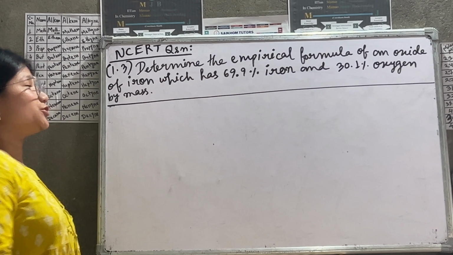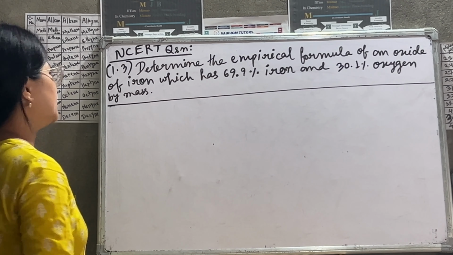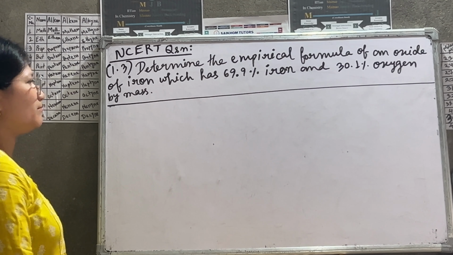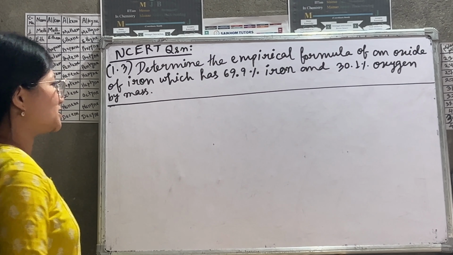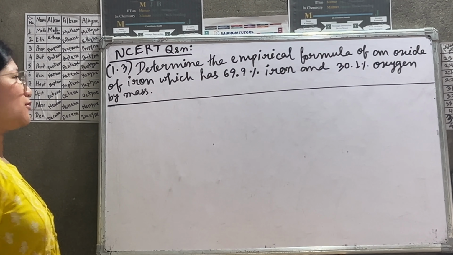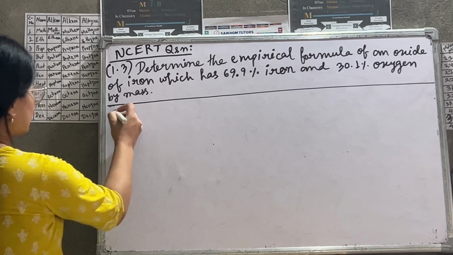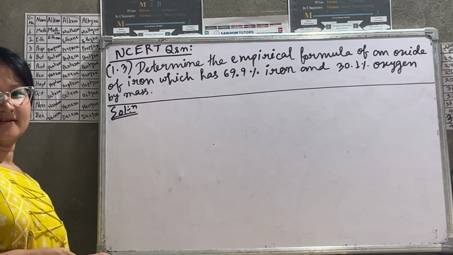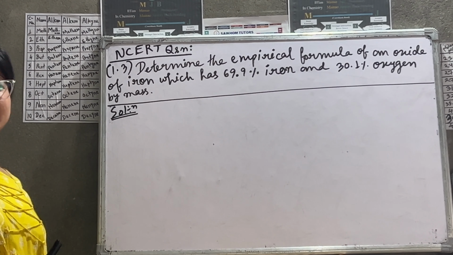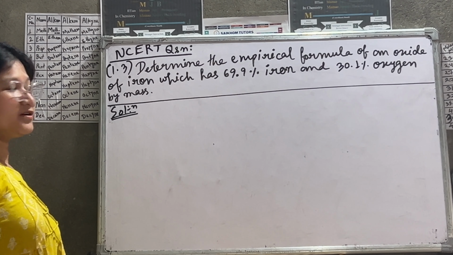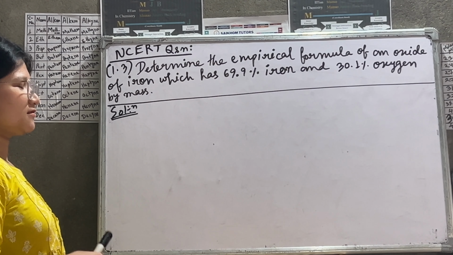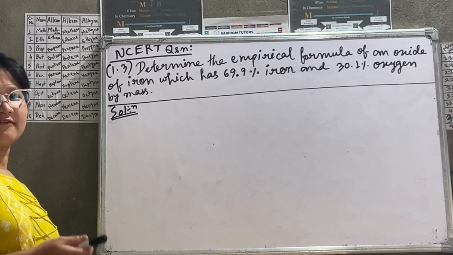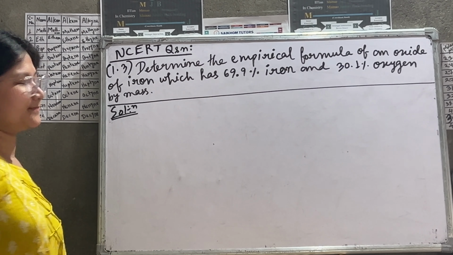So next, NCERT question number 1.3: determine the empirical formula of an oxide of iron which has 69.9% iron and 30.1% oxygen by mass. So calculate this. First try it once, then after that you see the board. First you have to calculate on your own. After that you see the board.